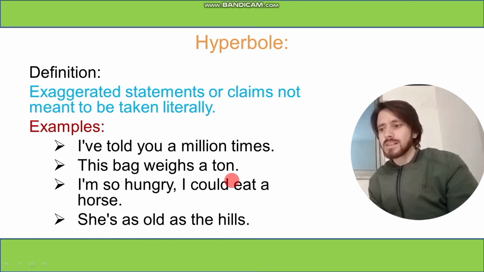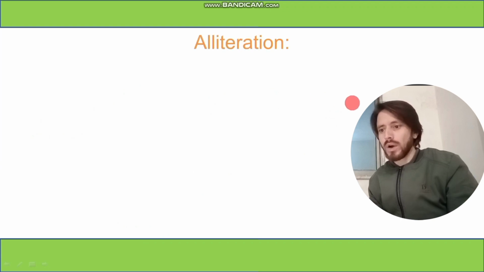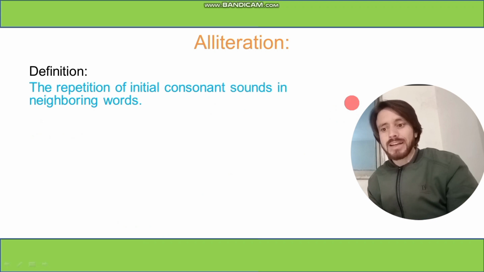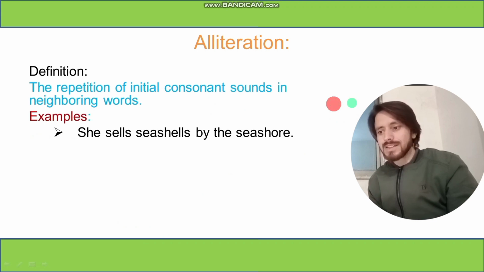Okay, next is alliteration. Alliteration is the repetition of consonant sounds at the beginning of neighboring words. It is written here: she sells seashells by the seashore. Now the s sound is repeated in three places. So this is the alliteration.